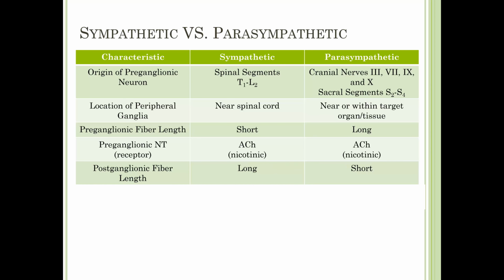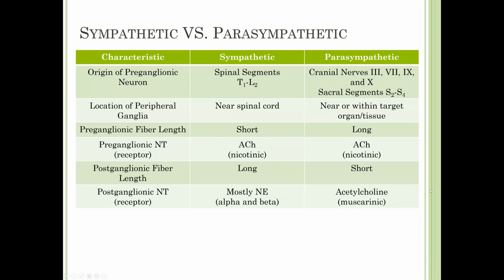If we look at the postganglionic fiber length, so leaving the ganglion and going out to the target, it's going to be long in the sympathetic system and short in the parasympathetic system. If we look at the postganglionic neurotransmitter and receptor combination, in the sympathetic system, it's going to be mostly norepinephrine, which is going to bind to alpha and beta receptors. And in the parasympathetic division, it's going to be acetylcholine, which is going to bind to muscarinic receptors.